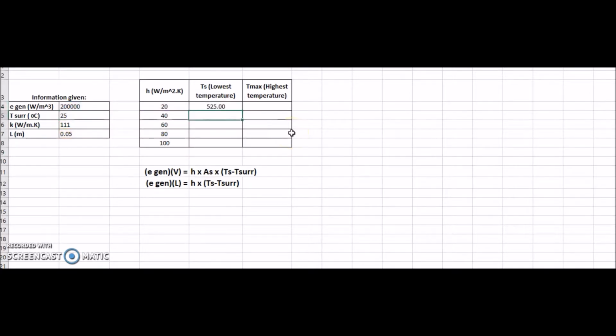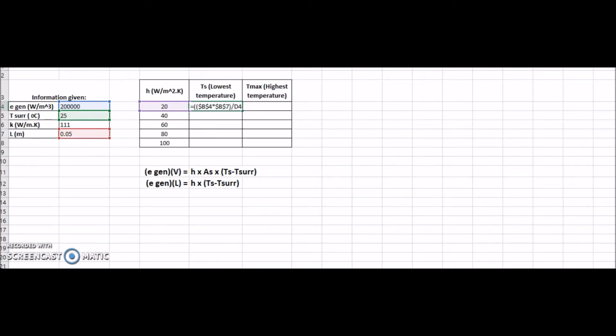And you get the answer for the T lowest when h is 20. So in order to continue doing that until 100, the easiest way is to just drag it down. But in order for you to drag it down, you have to add this dollar symbol so this value doesn't change, because the only value that's going to change is your h value. So the rest of the parameters will just remain the same.